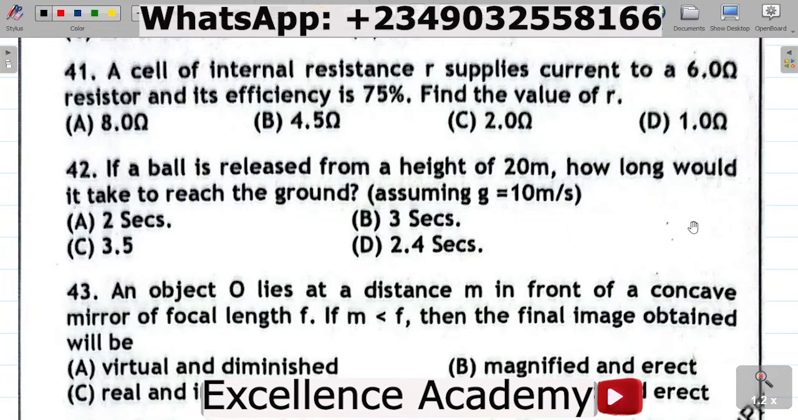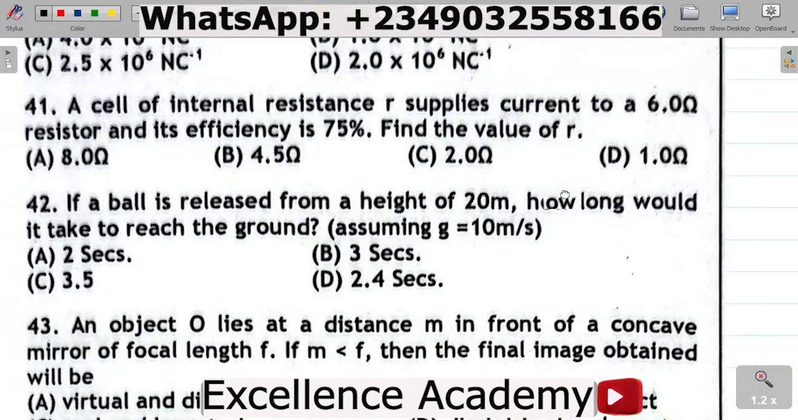Let's look at questions 41 to 50 of the 2021 JAMB Physics examination questions. 41 here says a cell of internal resistance small r supplies current to a 6.0 ohm resistor and its efficiency is 75%. Find the value of r. A, 8.0 ohms, B, 4.5 ohms, C, 2 ohms, D, 1 ohm. So how do we solve this question?